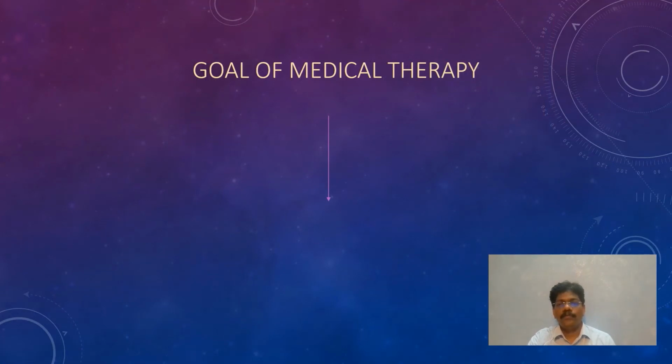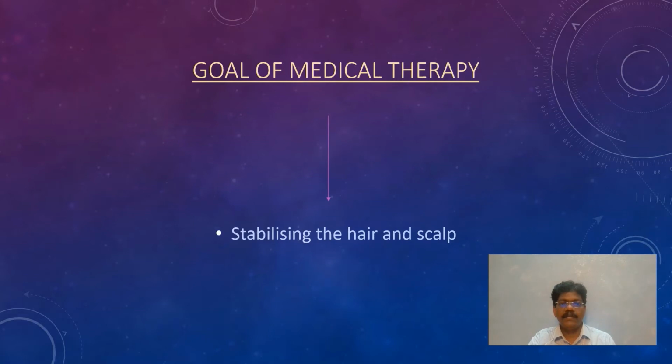So what is the goal of medical treatment? Why is it so important? The medical treatment basically causes stabilization of the hair and the scalp. Whatever hair is remaining, the aim is to prevent further loss of those hairs, and also to increase the density and thickness of the hair, which is why we start the medical treatment.